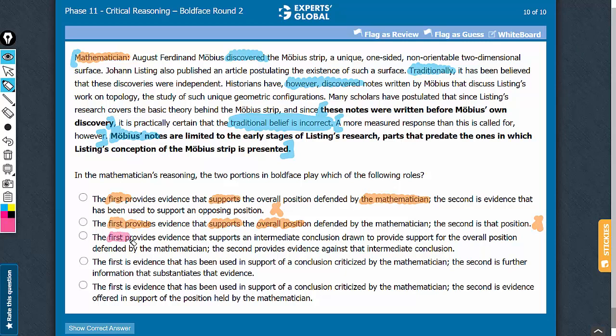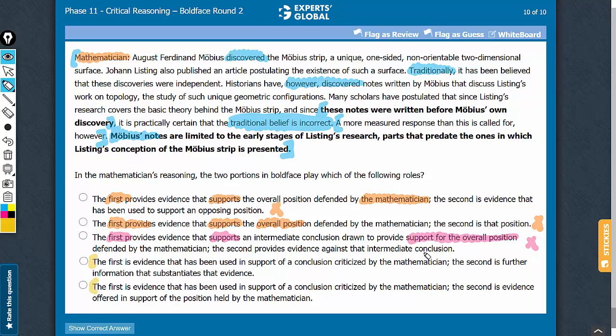Answer choice C says that the first boldface supports something that supports the overall position of the argument. That is not the case. The first boldface and the conclusion are in contrast.